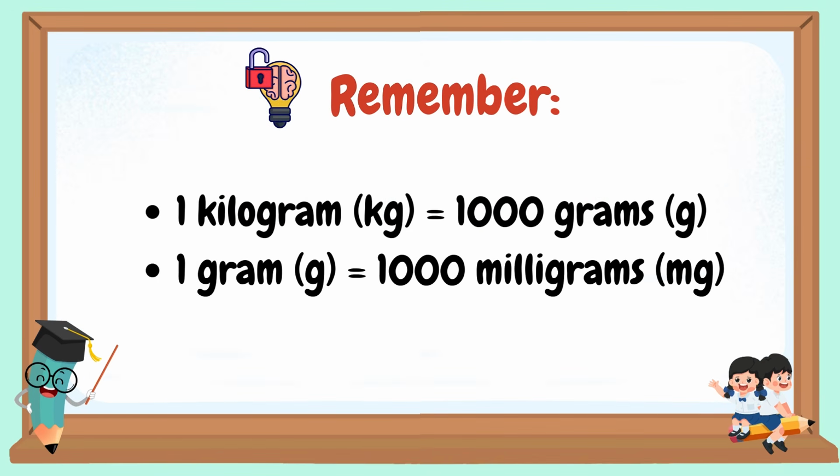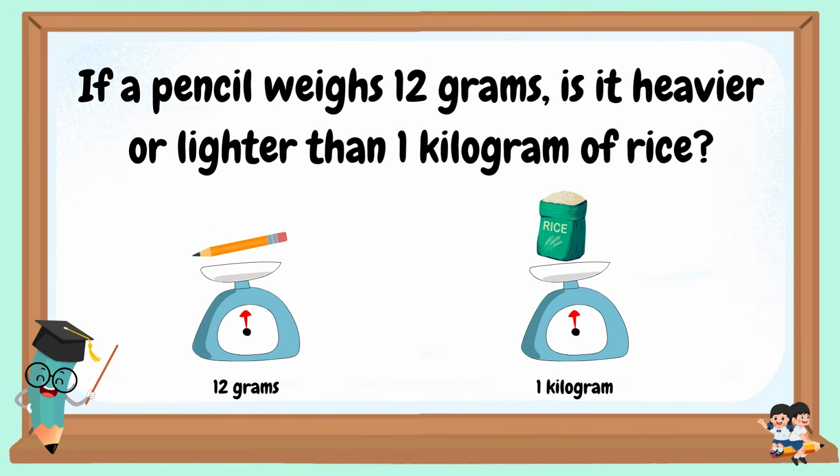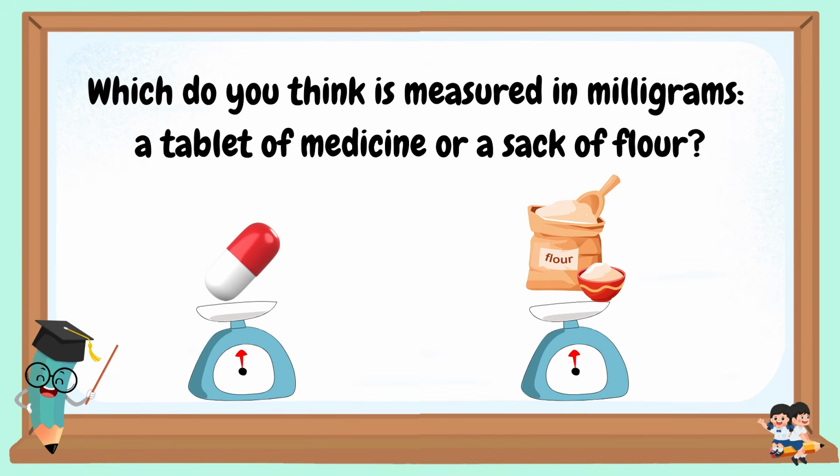Remember, 1 kilogram is equal to 1,000 grams, and 1 gram is equal to 1,000 milligrams. If a pencil weighs 12 grams, is it heavier or lighter than 1 kilogram of rice? Which do you think is measured in milligrams, a tablet of medicine or a sack of flour?